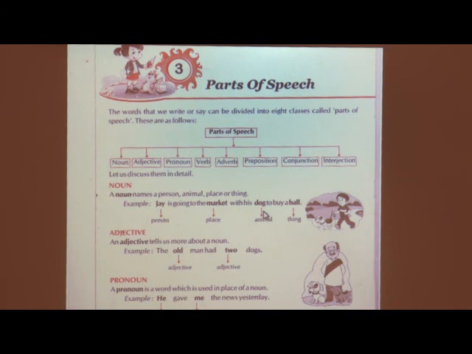If I want to give the name of an animal, I can say elephant. If I want to give the name of a place, I will say England. If I want to give the name of a thing, I can say a book. So, these are the names of a person, animal, place or thing, and that is the first part of speech, that is a noun. So, let us move to the second one now.